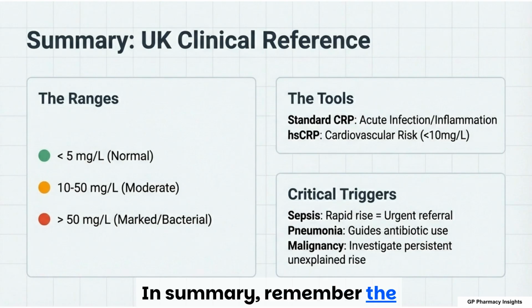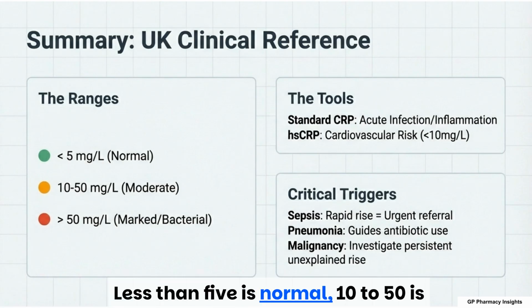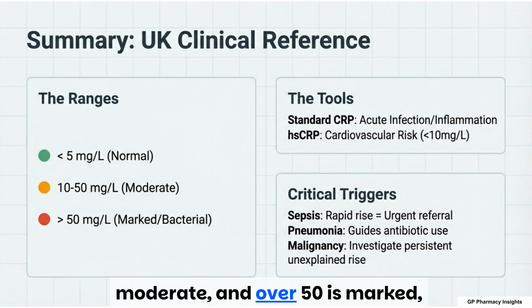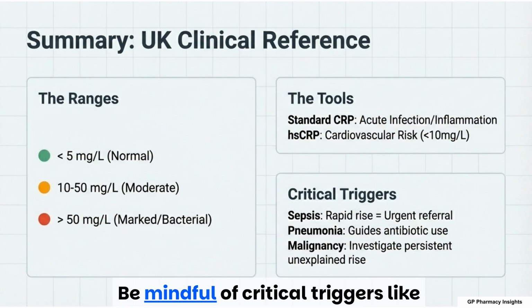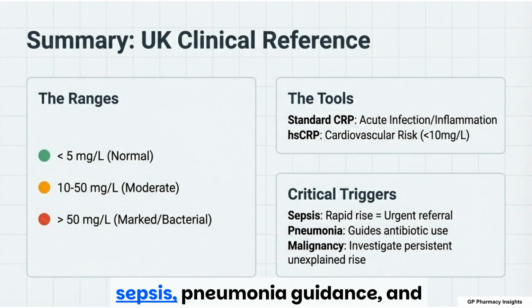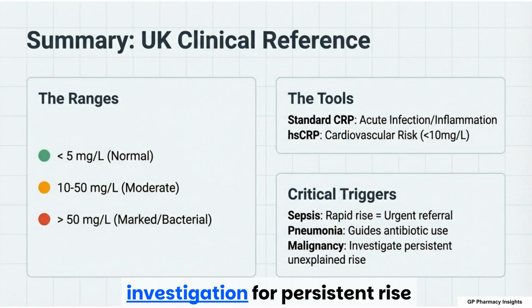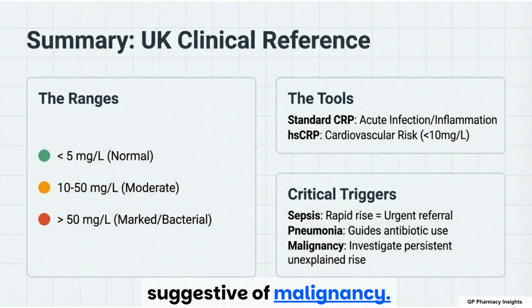In summary, remember the ranges. Less than 5 is normal, 10 to 50 is moderate, and over 50 is marked, often bacterial. Use standard CRP for acute infection and hs-CRP for cardiovascular risk. Be mindful of critical triggers like sepsis, pneumonia guidance, and investigation for persistent rise suggestive of malignancy.